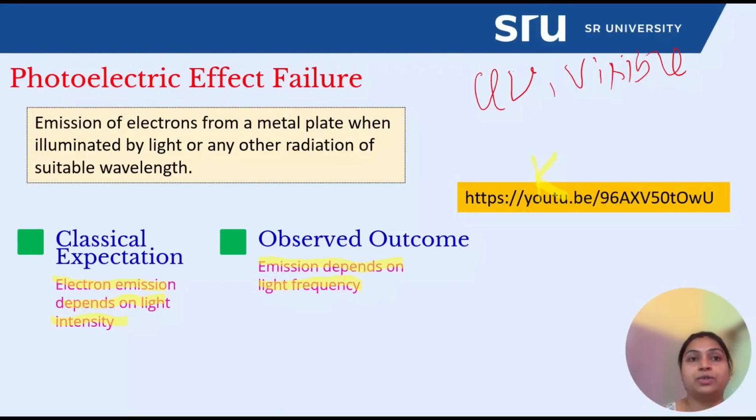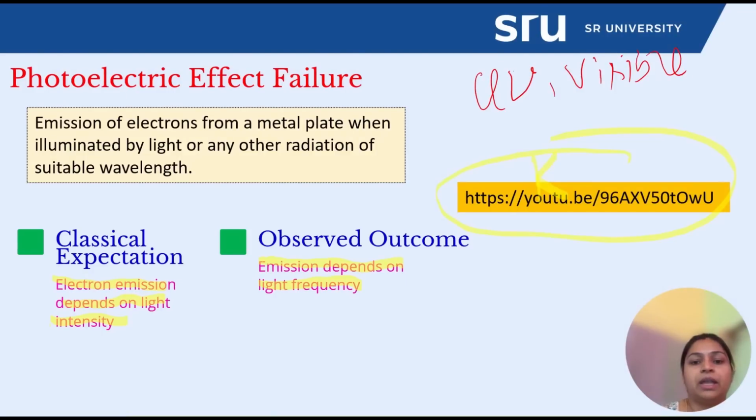The number of electrons will increase as the intensity increases. About the photoelectric effect, in my previous lecture, in this link, I have the details about the photoelectric effect equations and all. This photoelectric effect results in a direct contradiction of the classical prediction.